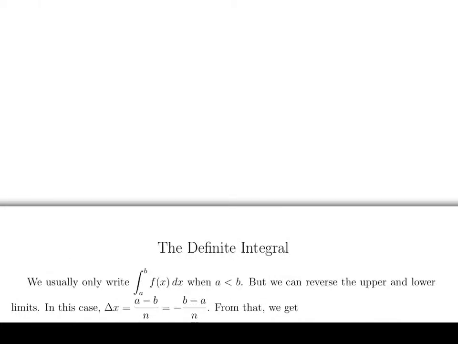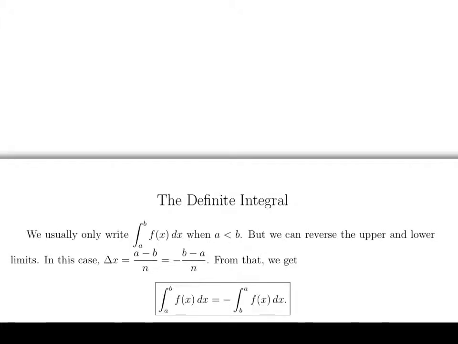Hello, calculus fans. So up until this point, we've been writing the integral from a to b of f of x dx, and we've only been doing that when a is less than b. But it's possible to reverse the upper and the lower limits. If that happens, then delta x equals (a minus b) over n, which is the negative of (b minus a) over n. So from that, let's see what we get.